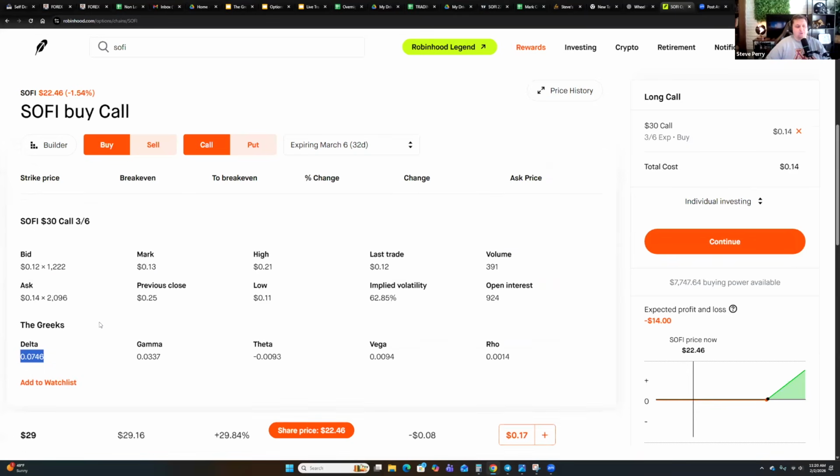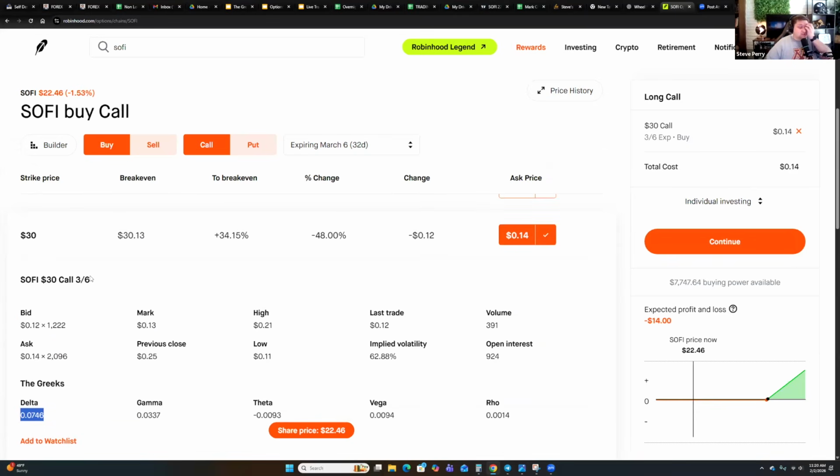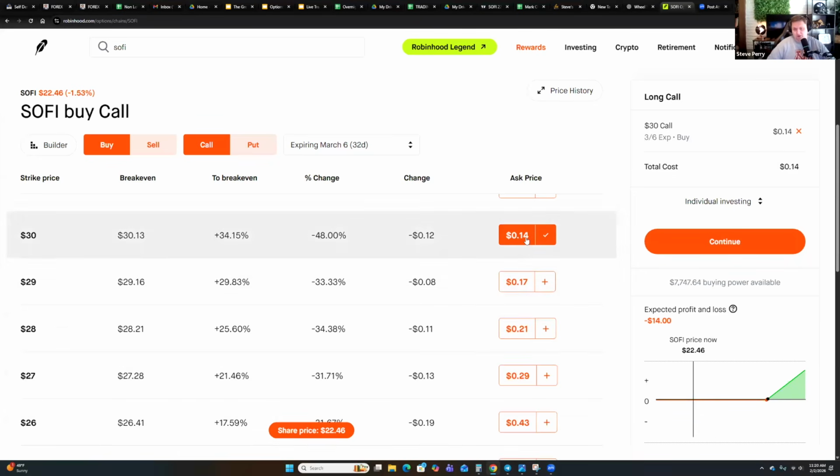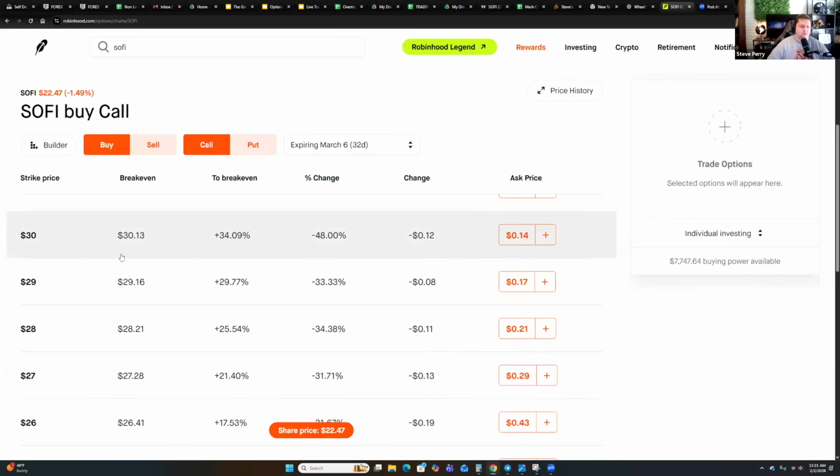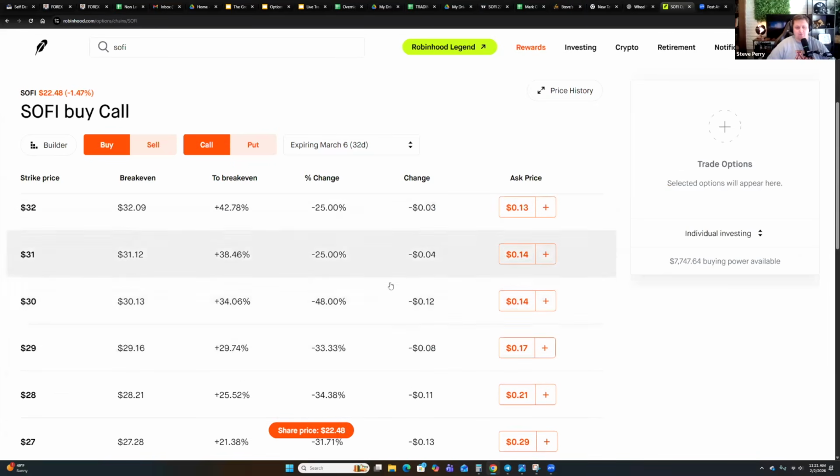So why would somebody buy one of these? Well, if you expected something big to happen to a stock and you wanted the cheapest option possible, you would buy an out of the money call option to see if the share price could increase quickly. And if you knew something about the stock or you had a good hunch that it was going to go off pretty hard, you would buy these out of the money call options.